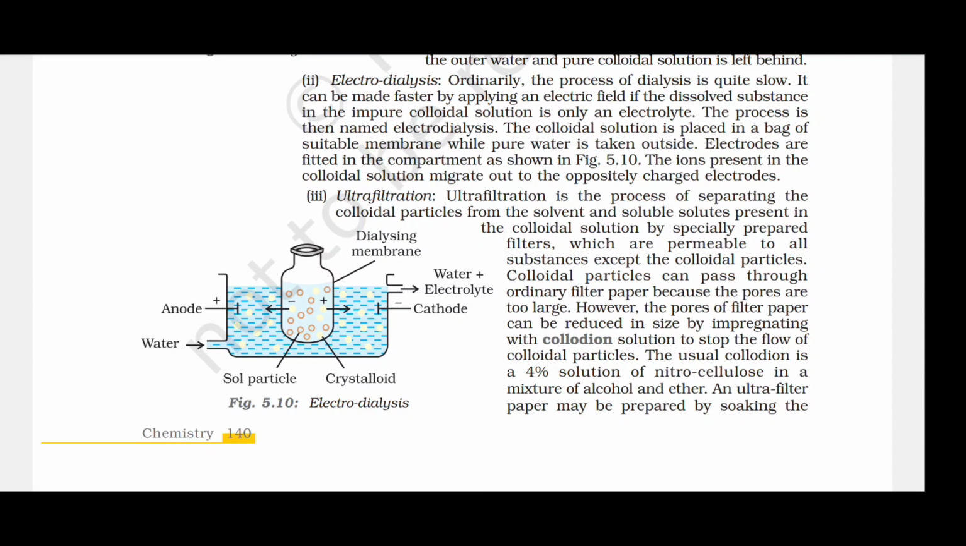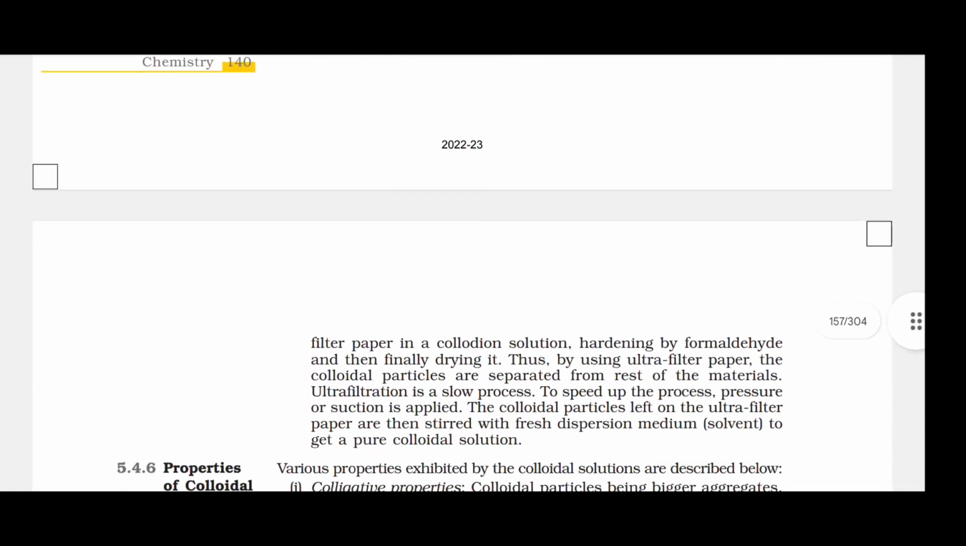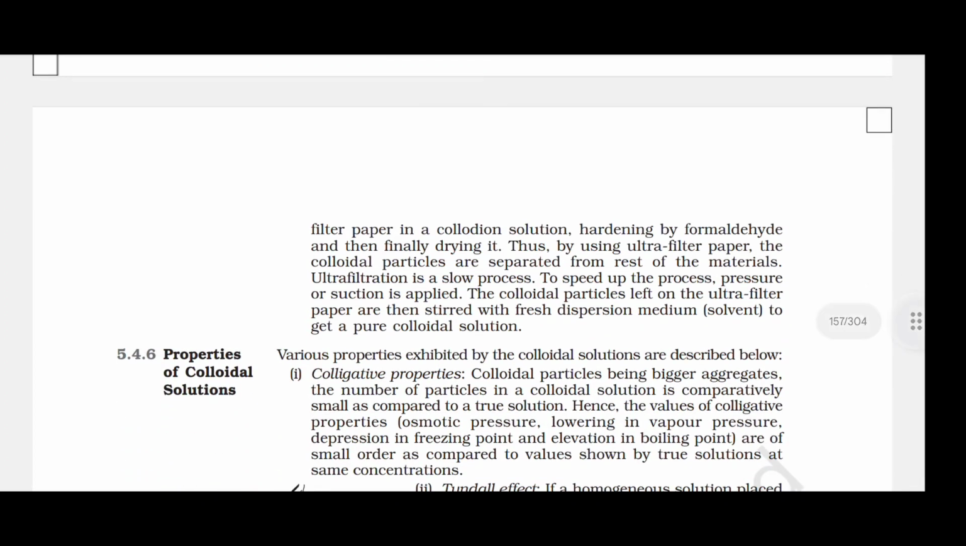An ultrafilter paper may be prepared by soaking the filter paper in a colloidion solution, hardening by formaldehyde, and then finally drying it. Thus, by using ultrafilter paper, the colloidal particles are separated from rest of the materials. Ultrafiltration is a slow process. To speed up the process, pressure or suction is applied. The colloidal particles left on ultrafilter paper are then stirred with fresh dispersion medium solvent to get a pure colloidal solution.